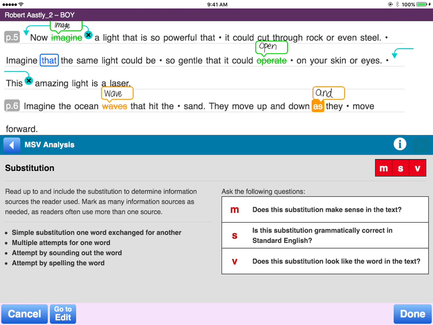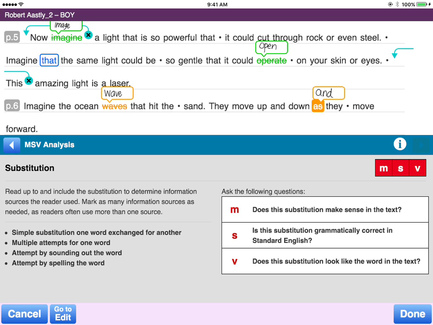They move up and down and they. So we ask ourselves, does this substitution make sense? It still makes sense. They move up and down and they. Is it structurally, grammatically correct? Yes. They move up and down and. Does this substitution look the same? And we said yes because of the beginning vowels.